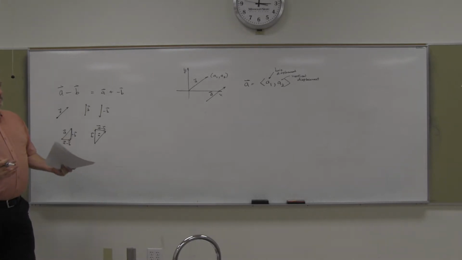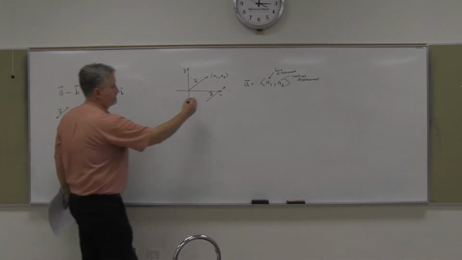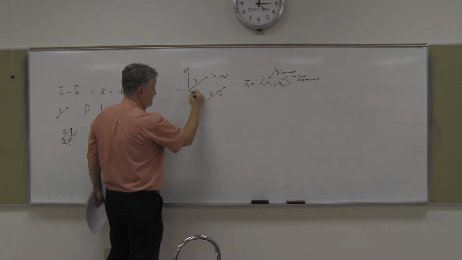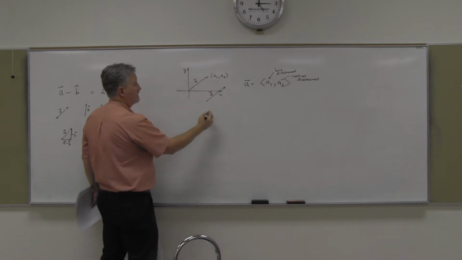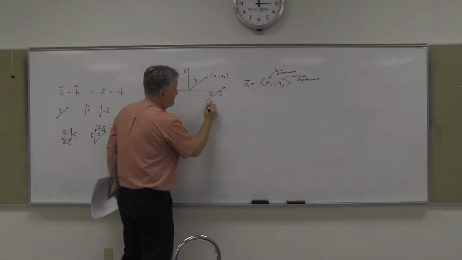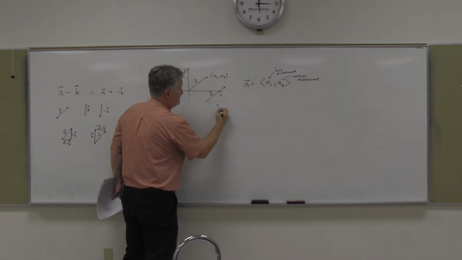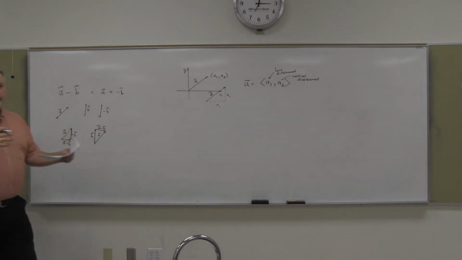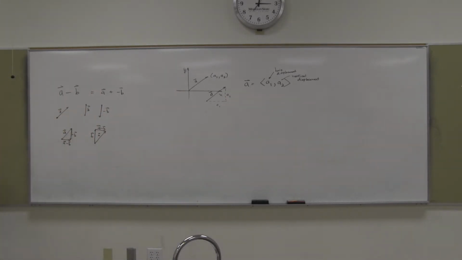So what does A1 and A2 refer to? In this case, if it's here, this is A1, and then this would be A2. So it's a horizontal and vertical displacement, and that allows us to move that thing around.